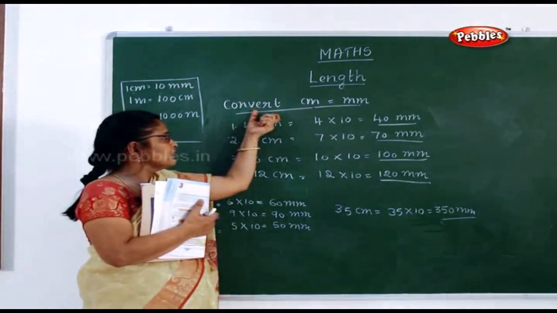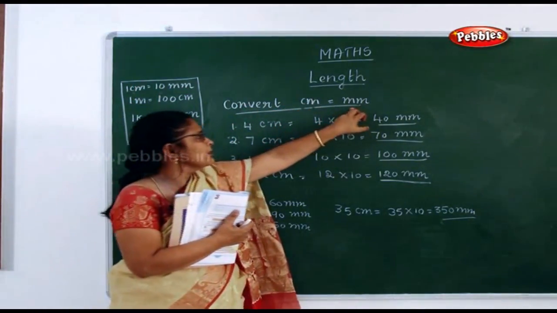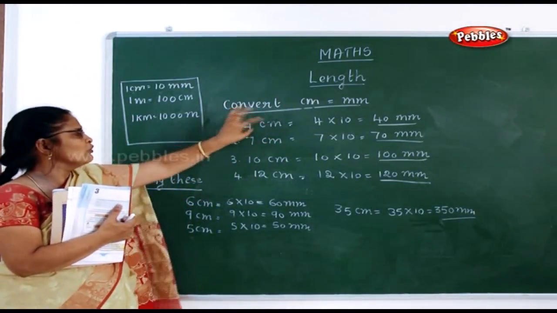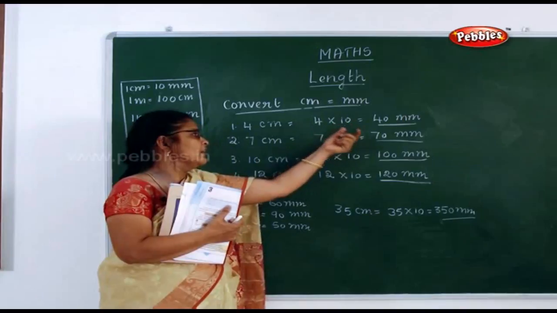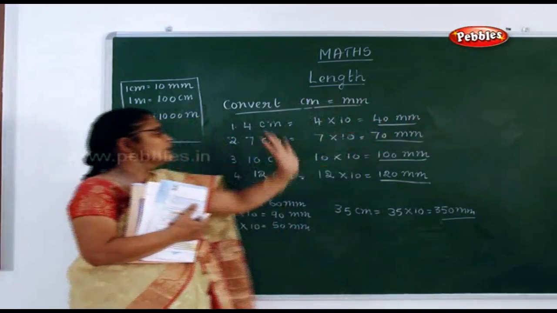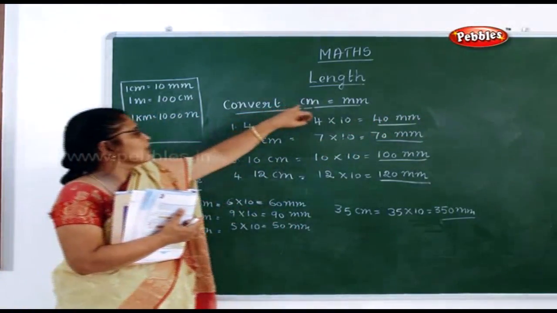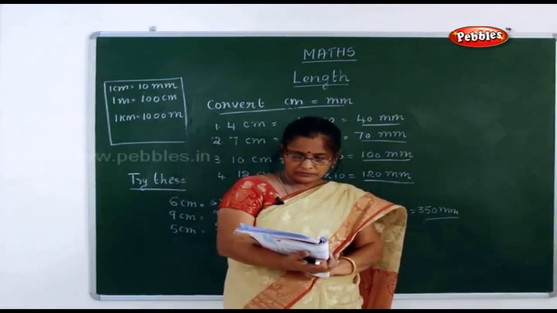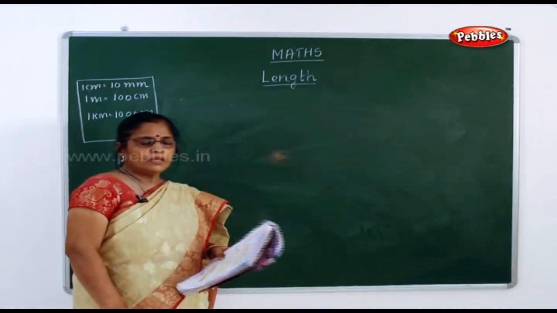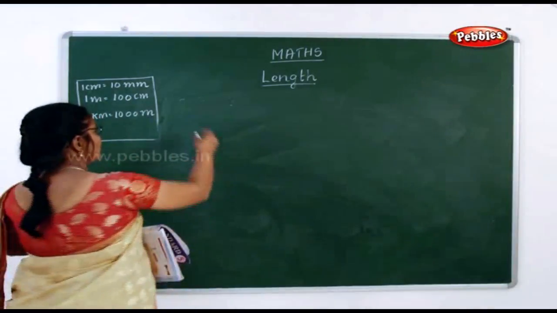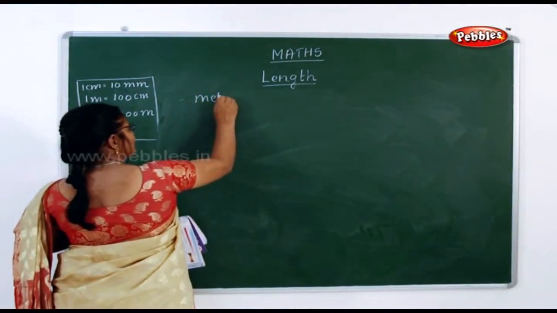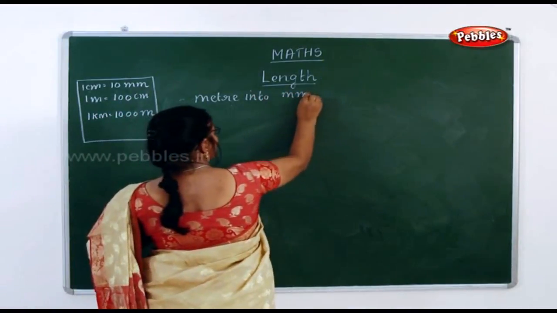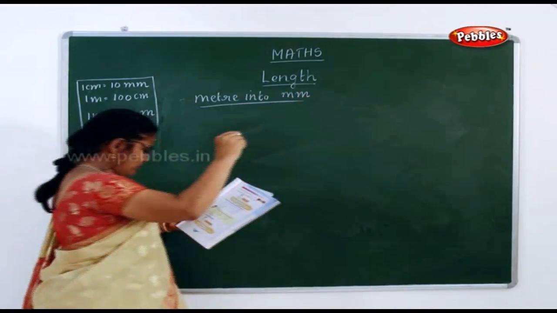So when you want to convert centimeter into millimeter, what you have to do? Whatever the centimeter value they have given, you have to multiply it by 10. So you get the answer, that is the millimeter. So this is how you have to convert centimeter into millimeter. See the next one, you have to convert meter into millimeter. Meter into millimeter.